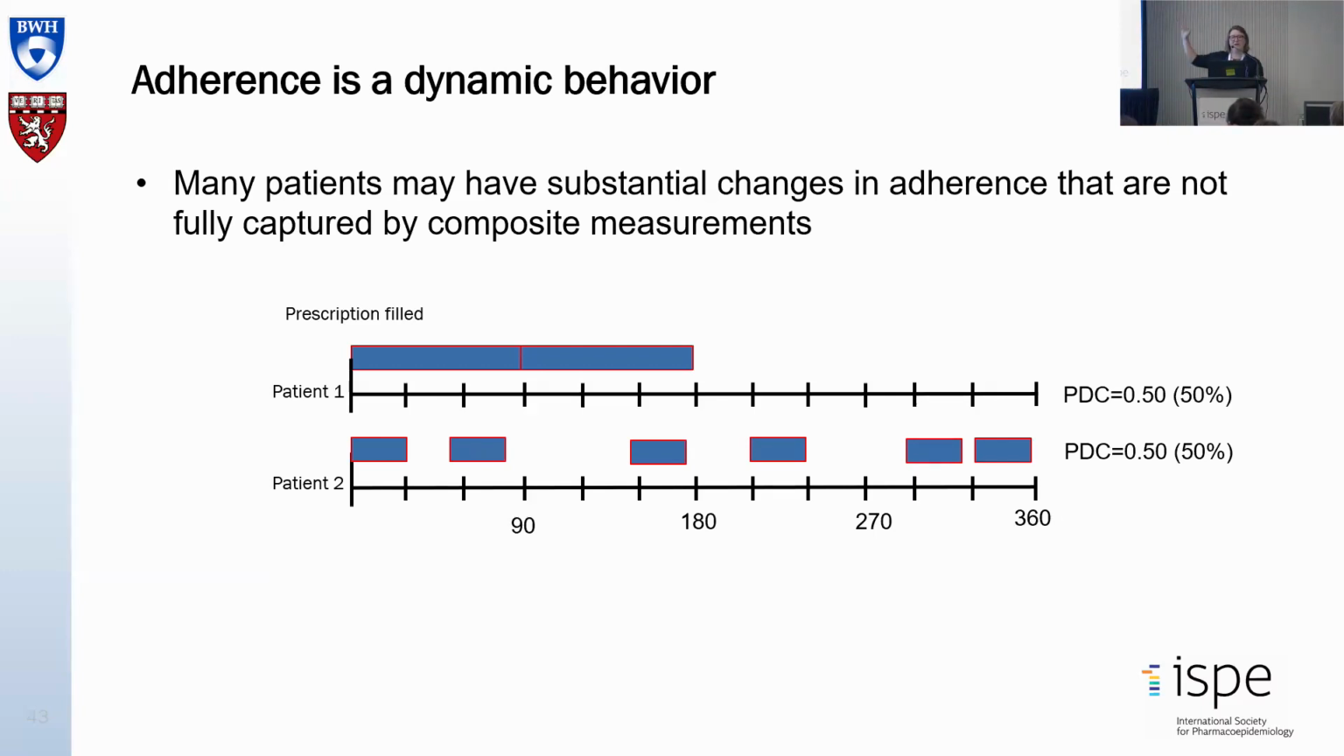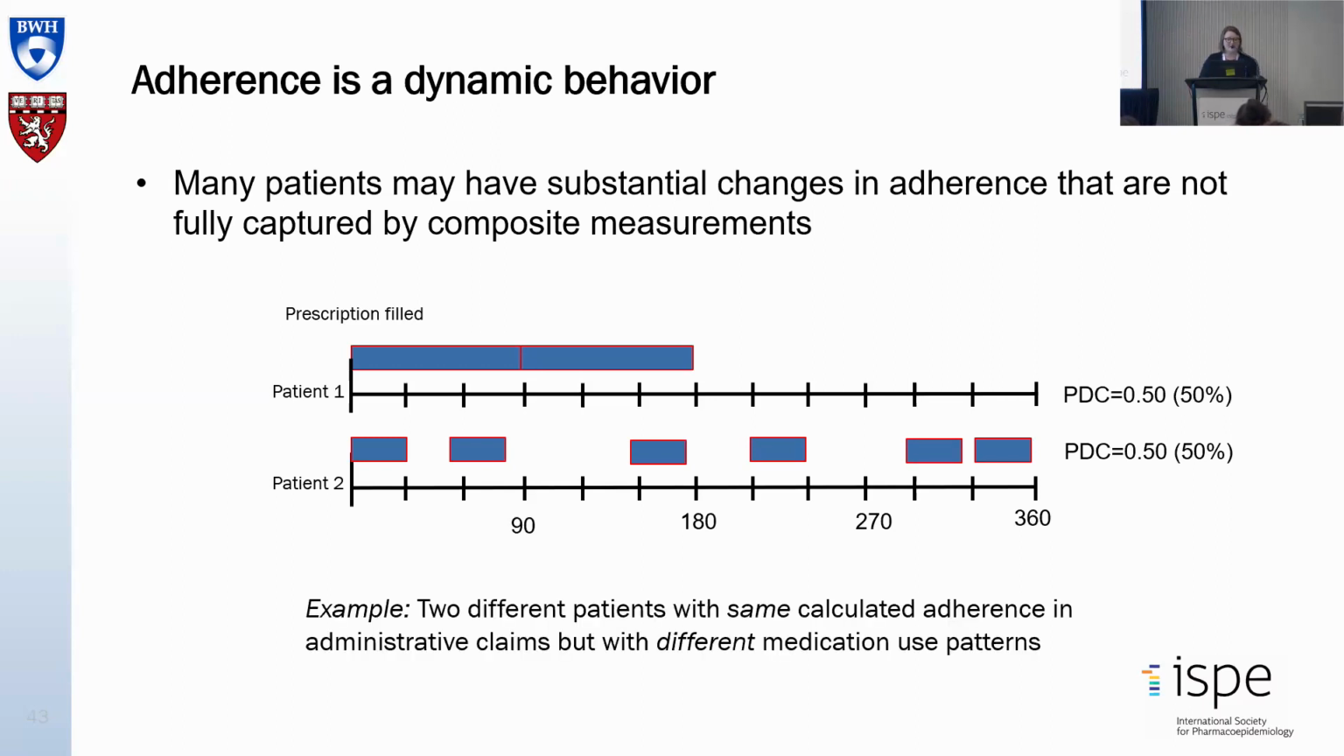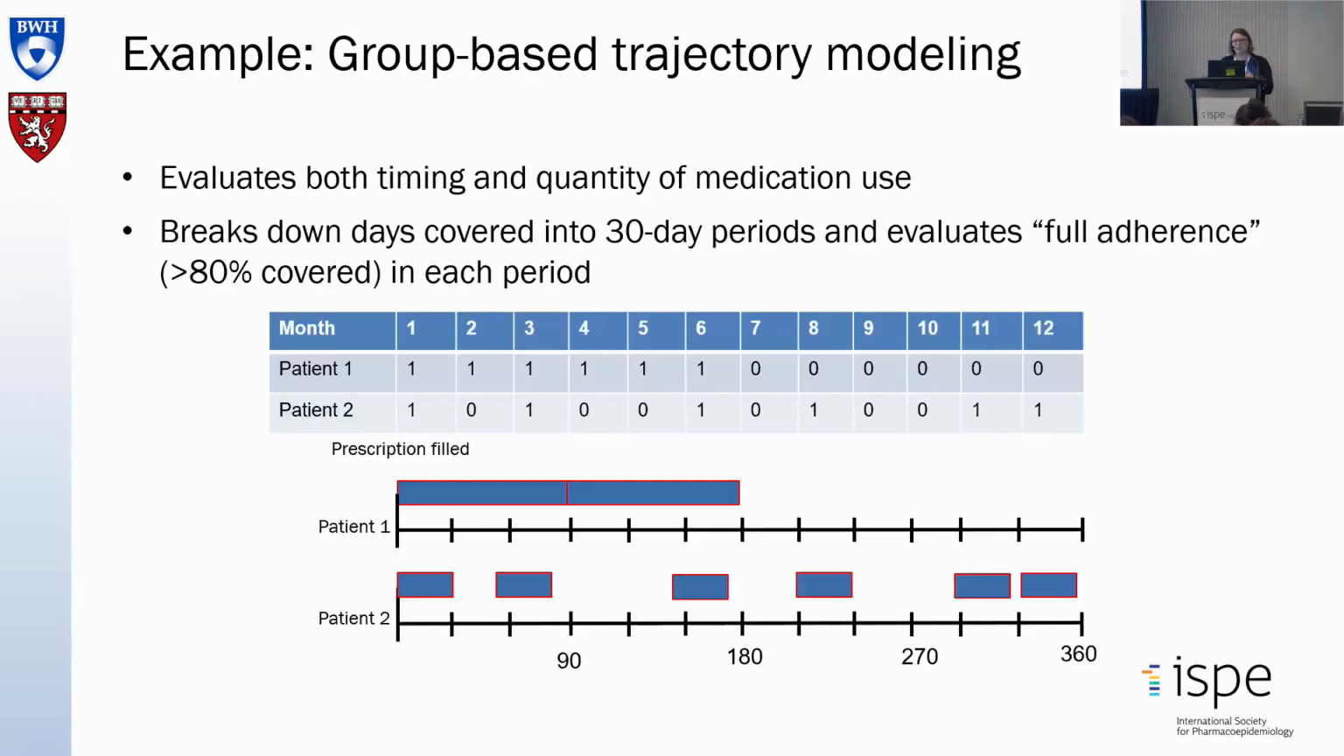These two patients shown here have similarly calculated proportion of days covered, or PDC, both about 50%. But objectively, you look at this and see these are very different filling behaviors. That's true, which is what motivated the question: are there other ways of thinking about how patients are using medication that might be meaningful? One method, and there are other clustering-based methods, but this is the most common one we use in the pharmacoepidemiology space, is group-based trajectory modeling. Effectively, it's a clustering-based method that takes into account the timing of when medications are filled.